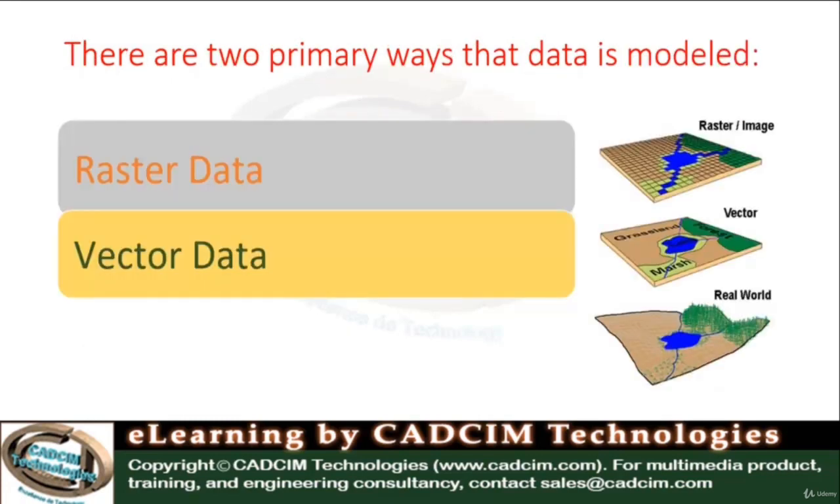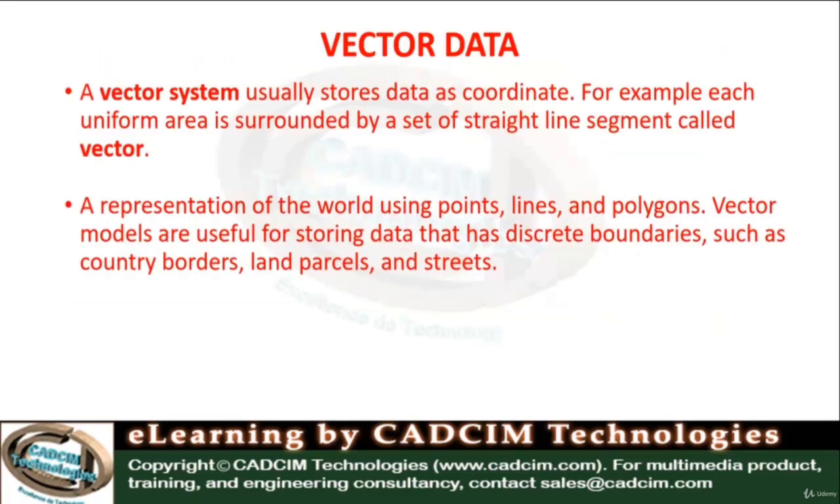There are two primary ways that spatial data is modeled. First is raster and the second is vector. A vector system usually stores data as coordinates. For example, each uniform area is surrounded by a set of straight line segments called vectors. A vector-based GIS defines the vector representation of its geographic data. The three main geometric shapes used in the vector data model to represent real-world features are point, line, and polygon.